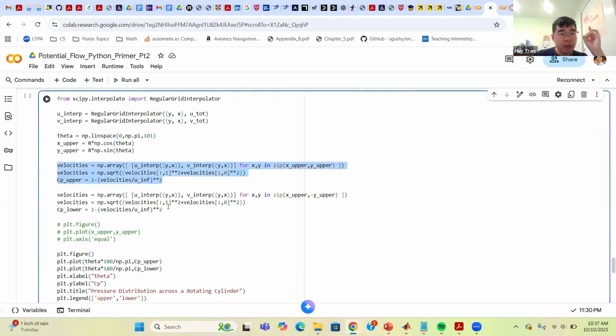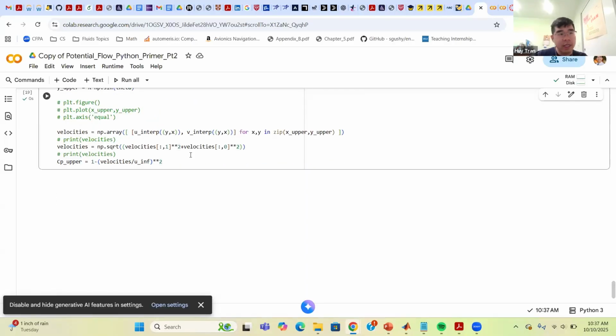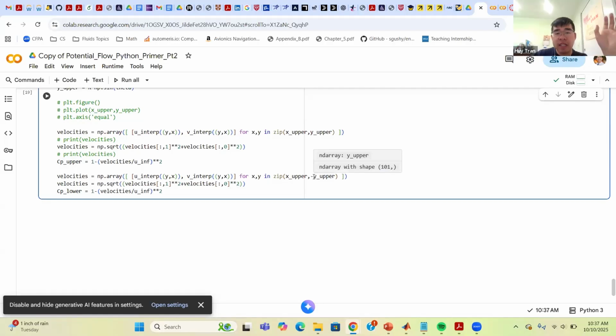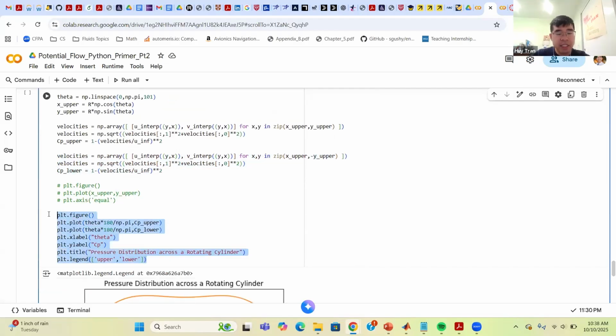So now what we're going to do is find the pressure distribution on the lower surface of your cylinder, as shown here. So all I did, basically exact same as the top, only difference is now I put y equals negative, because obviously now, instead of looking at the top side of the cylinder, negative makes it look at the bottom side of the cylinder. But the exact same code otherwise. So now I have pressure on the upper surface and pressure on the lower surface. I'm now gonna plot these two together, and let's see what happens.